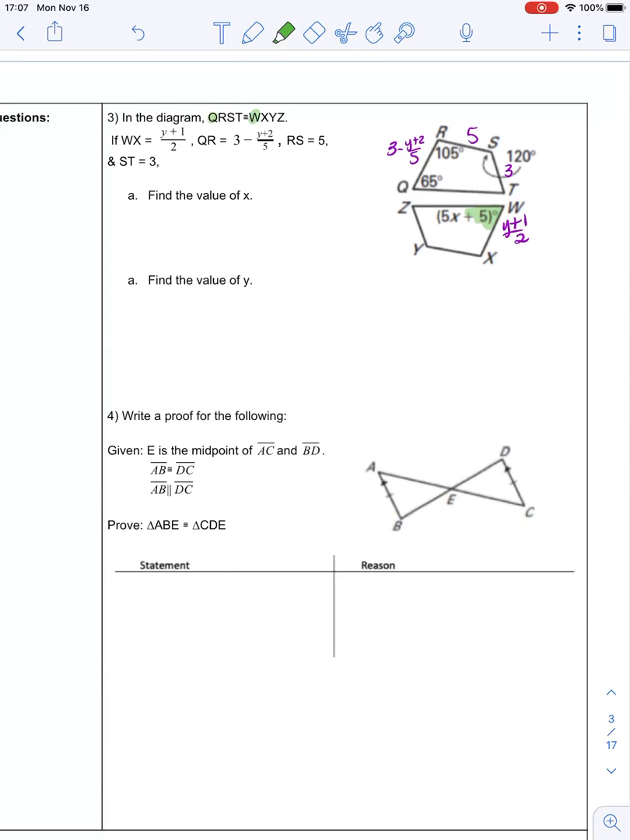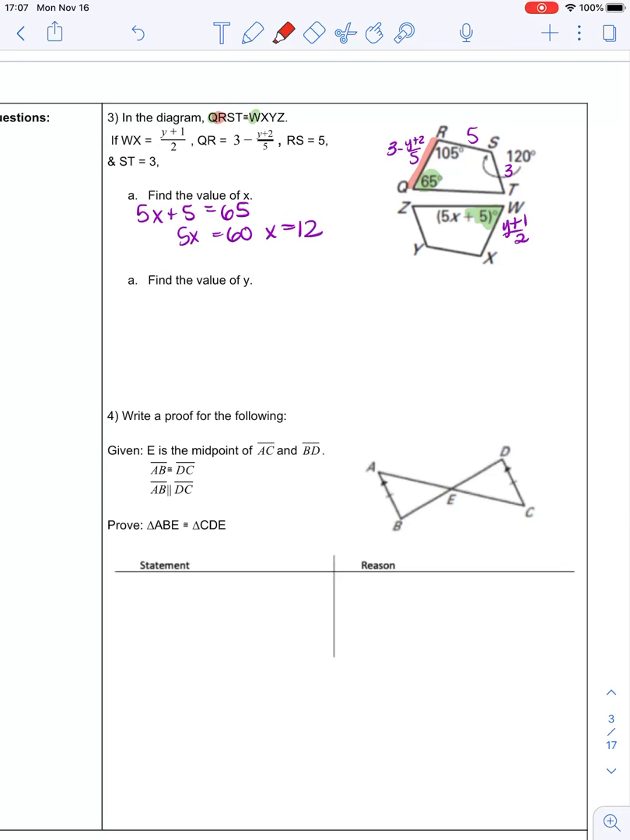And so to keep everything straight, I think it's easier to look at the congruent statement. So we've got W, and W matches with Q. So Q is right here at 65 degrees. So then 5x plus 5 is equal to 65, or 5x is 60, or x is 12. Then to solve for y, again, I think it's good to use the equation.